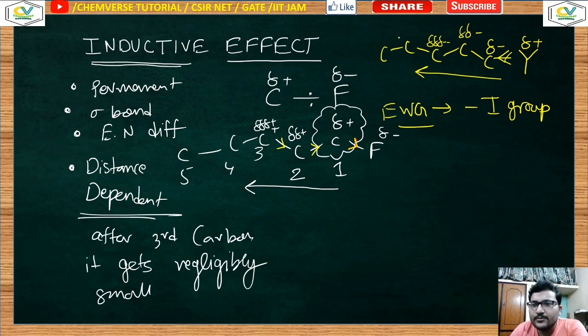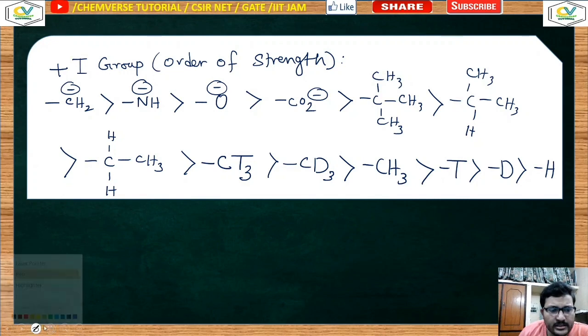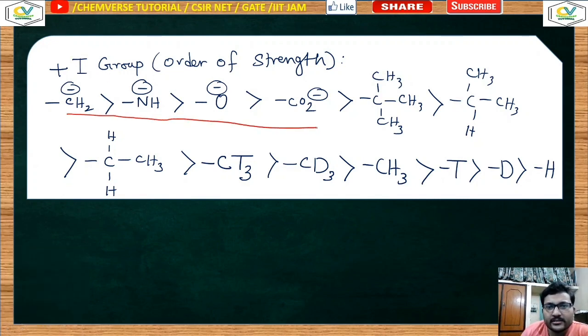Now these kinds of groups are called plus I groups. It is pushing electron density, that's why it is a plus I group. Now just take a look at these groups. If you look at this order, you can see that over here they are all negatively charged. As they are negatively charged, they are already electron rich, so there will not be any tendency to drag electron density towards themselves; they will rather push away electron density. So that is what is happening here. They will exert the plus I effect, that means the electron donating effect.